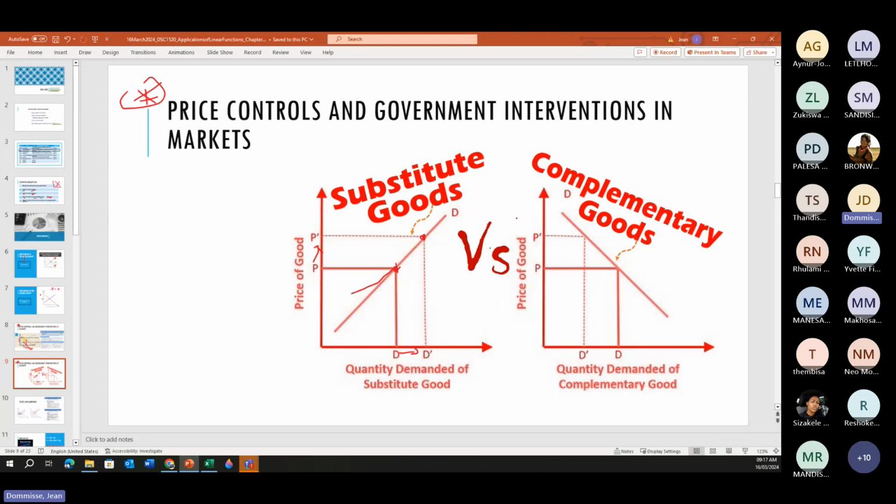So complementary goods is nearly where, and this is always how I remember it. It is weird, but I will never eat bacon and eggs apart. It will be nearly what you will eat together, butter and bread. So because one product is selling, the other product is also selling. So the complementary product is nearly selling.